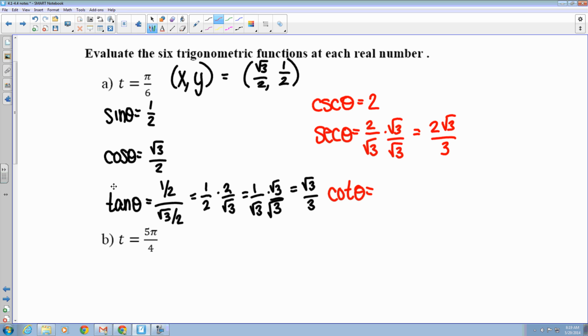Cotangent is the reciprocal of tangent. What I would do is actually start, before I rationalize it, and flip it over. So it would just be the square root of 3 over 1, which is the square root of 3. You can also, if you don't recognize where you would flip it over in your work, just take the x over y, so it would be the square root of 3 over 2 divided by 1/2, or times 2 over 1. And it would simplify pretty quickly.